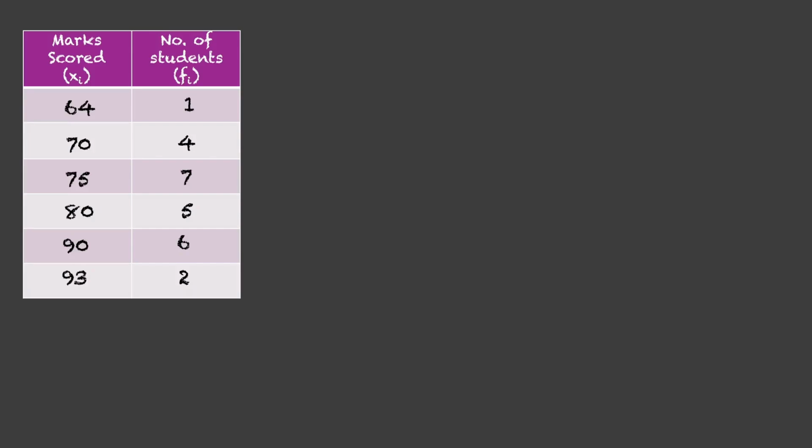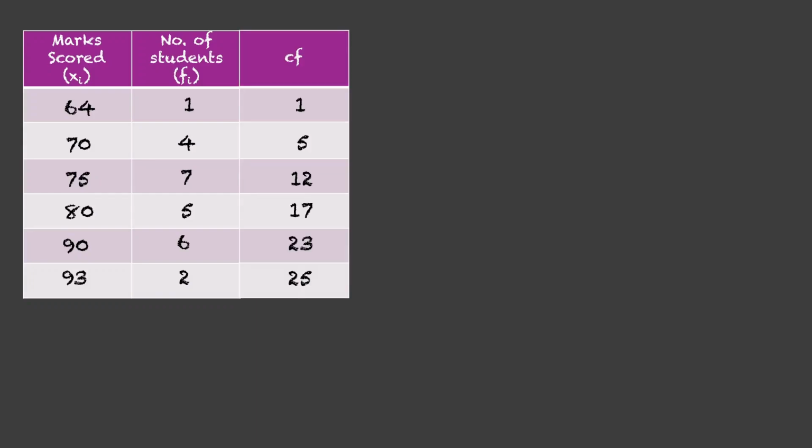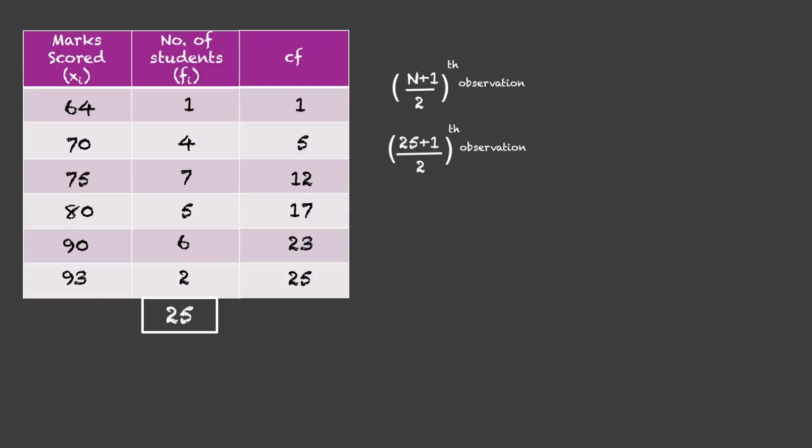We have the same data set. Let's first calculate the median for this original data. We need to find the cumulative frequency. 1, 4 plus 1 is 5, 7 plus 5 is 12. Now our n, the sum of frequencies, is 25. Since it is odd, the formula for median is the (n plus 1) by 2th observation. 25 plus 1 by 2, that is 26 by 2, the 13th observation. The CF which is just above 13 is this one. So the median marks are 80.